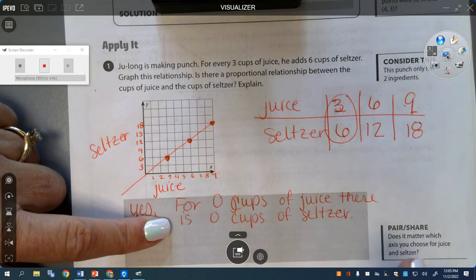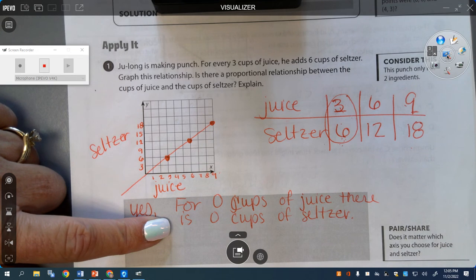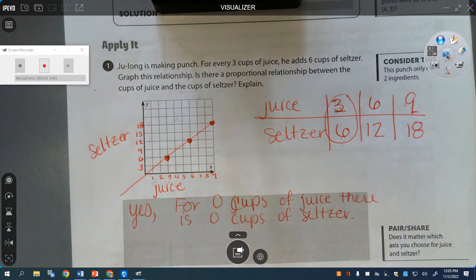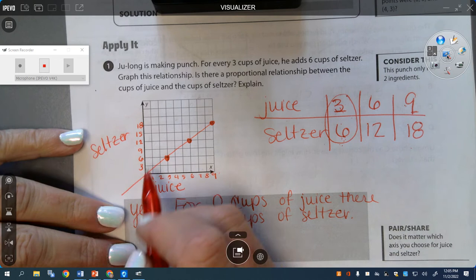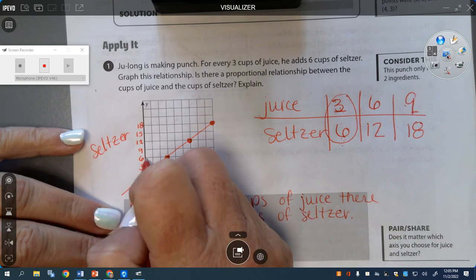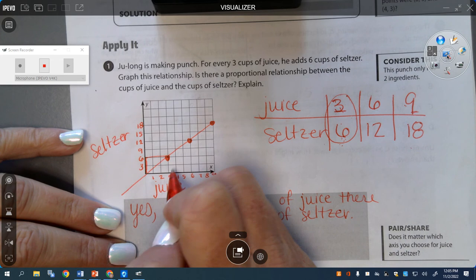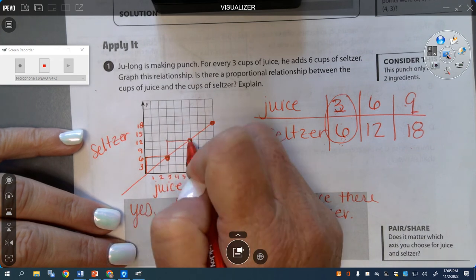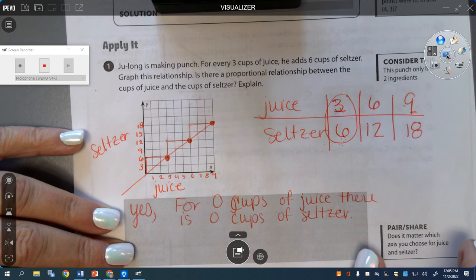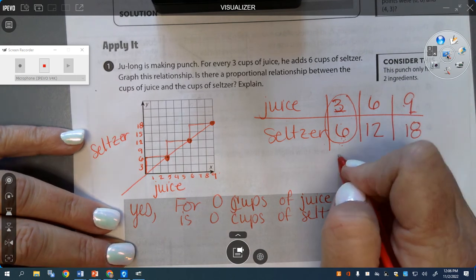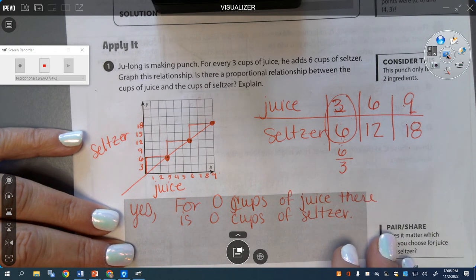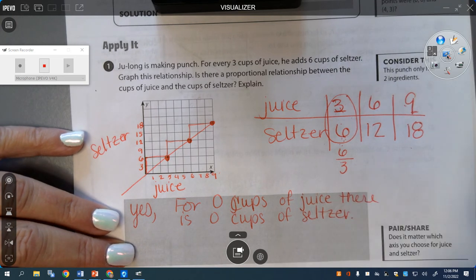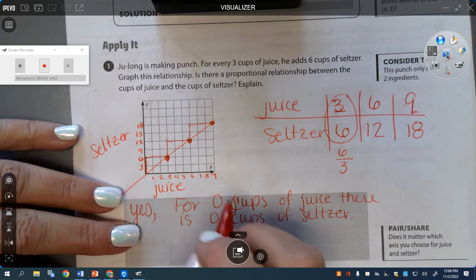So in order to find out why it's a straight line, what causes this to be a straight line? A constant, right? So we know it has a constant. So let's look at it. For every 3 cups of juice, 6 cups of seltzer, and so on and so on. But I want to find my unit rate, my constant. So what's 6 divided by 3? 2. What's 12 divided by 6? 2. What's 18 divided by 9? 2.